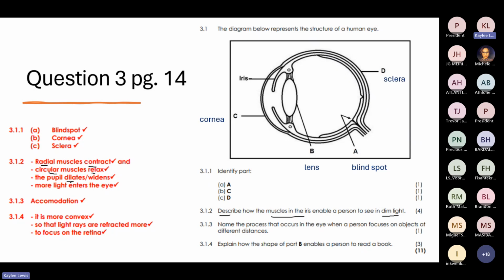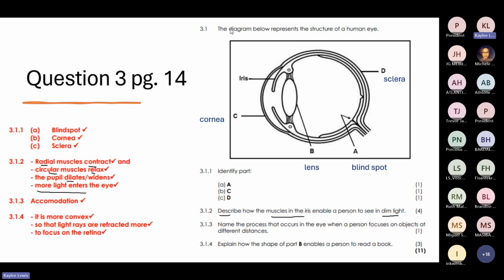What happens? The pupil dilates, but it's a 4th mark that we still need to get. Why do we want this to happen? How is it allowing the person to actually see in dim light? Well, because the pupil dilates, more light can enter the eye. So it is very important you always end the story off. We're describing how the muscles are working and how the person sees in dim light. So the end result: more light enters the eye.